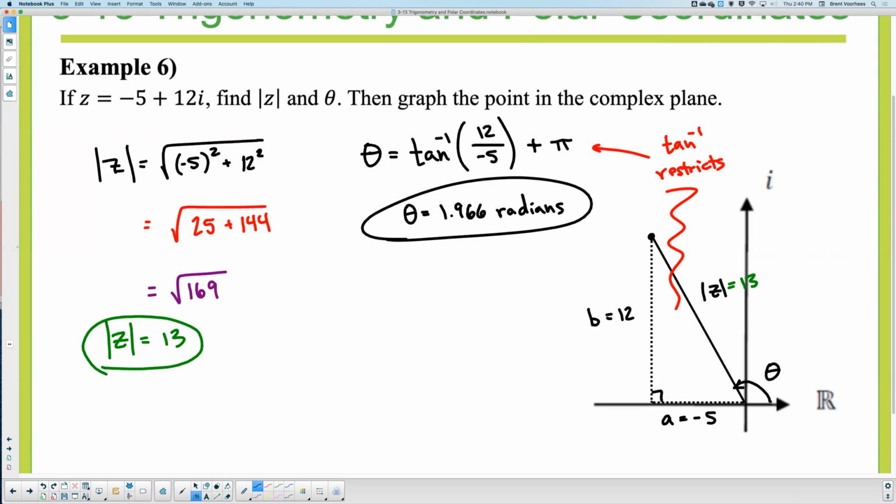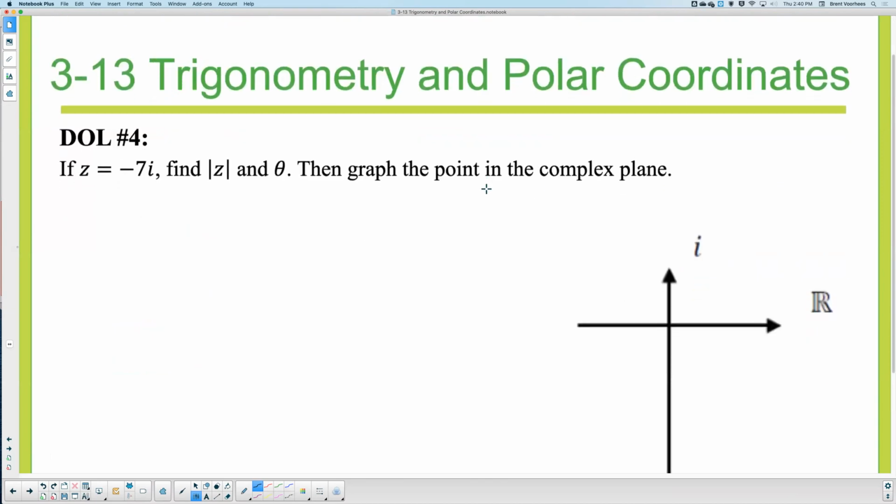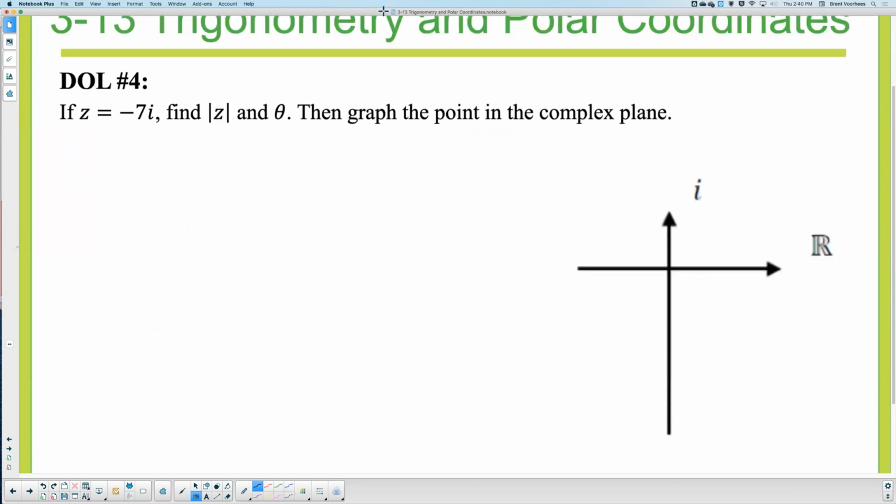Okay. Wait, why did I add a pi? Will we always add a pi? When will you have to add a pi? When you're on the left side of the y-axis. That's when you add a pi. Okay, that takes you to this one. Go ahead and try this one.